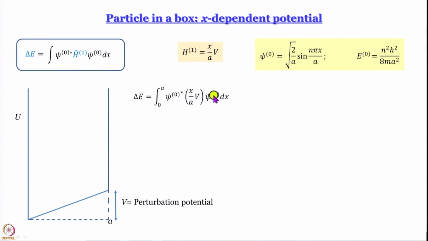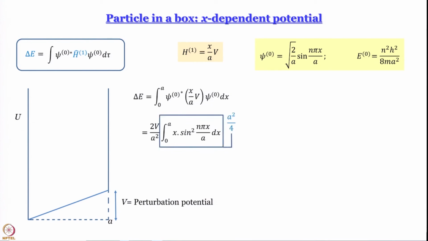Now here this V is a constant, is it not? a is also a constant. So V and a can come outside the integral, and what do we get here? Psi 0th is root over 2 by a sin n pi x by a, and there are 2 of them, so I get 2 by a from there as well. What comes outside the integral is 2 by a multiplied by V by a, so 2 V divided by a square, and inside you are left with the integral from 0 to a of x into sine square n pi x by a dx. Of course you can work this out yourself, it is an integration, not a very difficult one, but it is a standard integral, we know the solutions already.